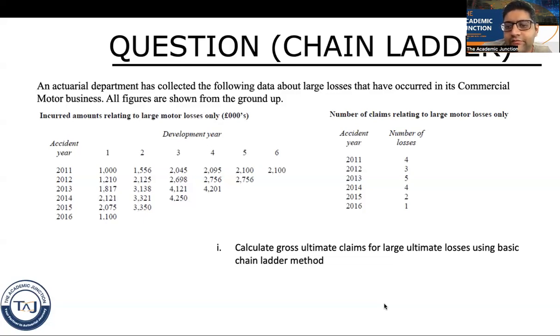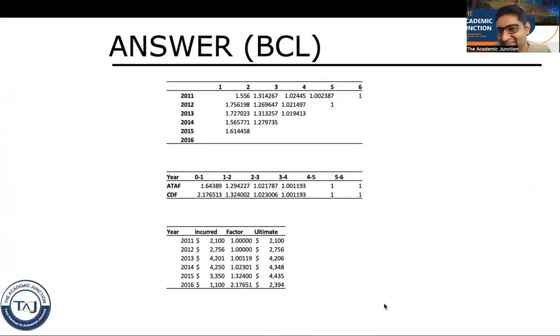So what is your ultimate for, say, 2011? It's the same, 2100. The assumption is that the first year is completely run out. Perfect. 2012? Same, 2756. Perfect. 2013? 4205.33. Perfect. 2014? 4344.61. Okay, I'm not going to bother about 2015 and 16. It's the same answer that we're going to get, right? You use the same logic. Straightforward.